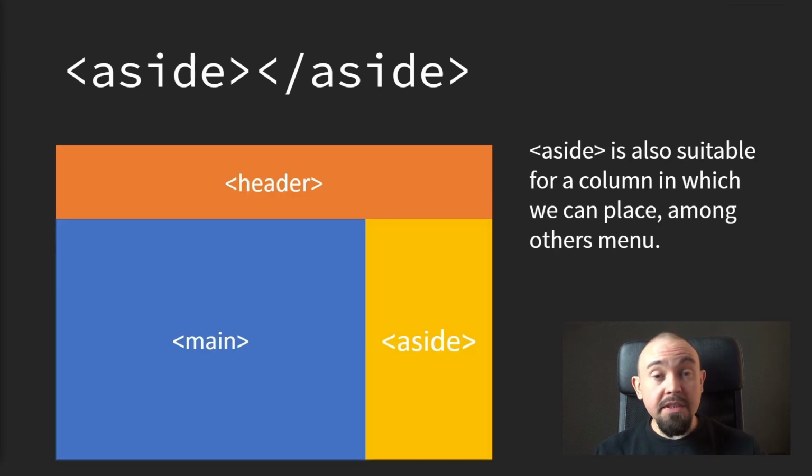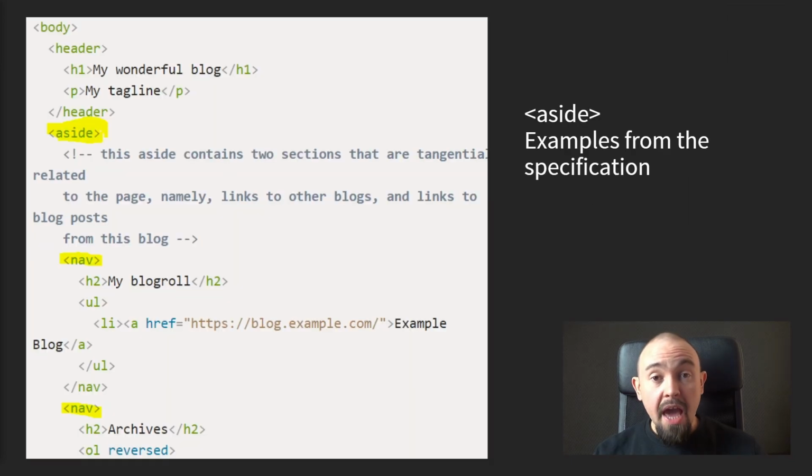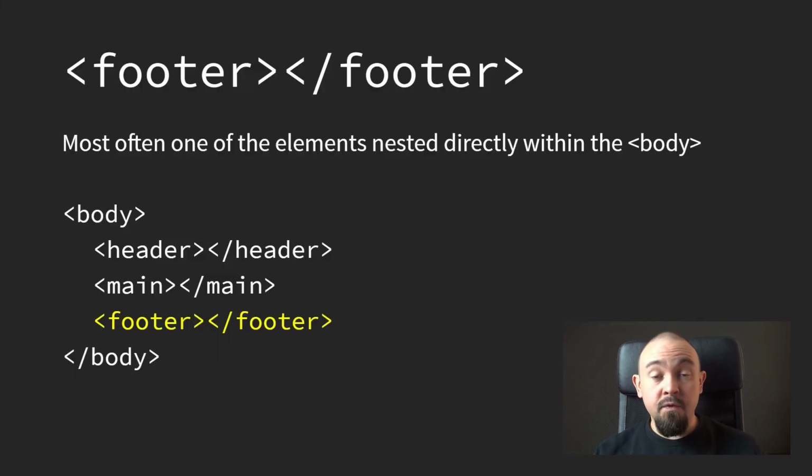We can often use the aside as a column on the side of the website. It can be used, for example, for advertising or something else not related directly to the main content of the website. Here we have, for example, the use of the aside tag to put the navigation in it. So in this case, we can imagine the aside tag as a column on the side of the website with the menu in it. Footer.